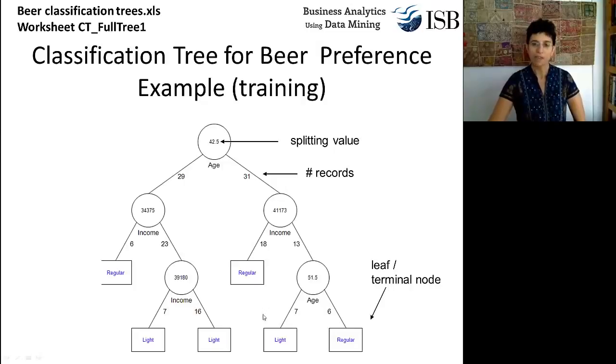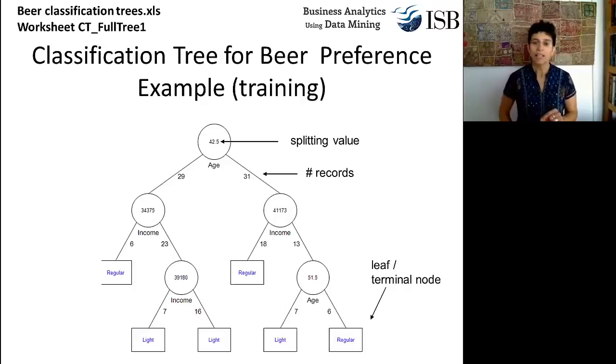At the end of the tree, we have leaf nodes or terminal nodes. These nodes contain a set of records that are supposed to have a majority, a great majority hopefully, of one of these classes. And that's why you see a label such as regular or light beer. That's the majority class in each one of these nodes.